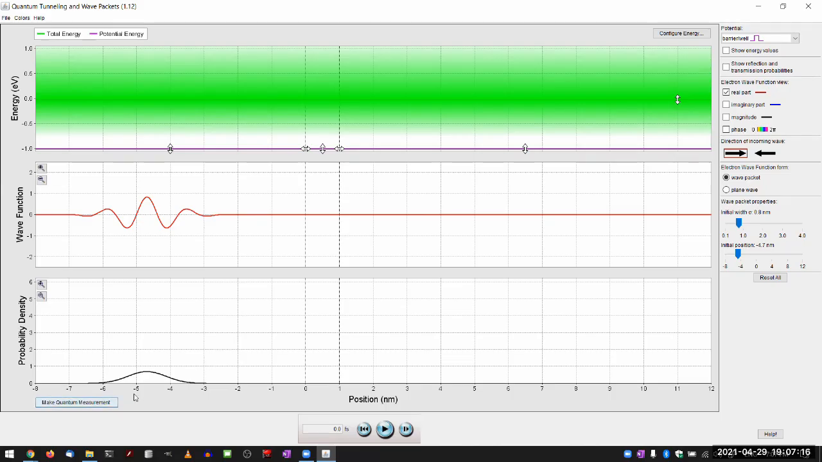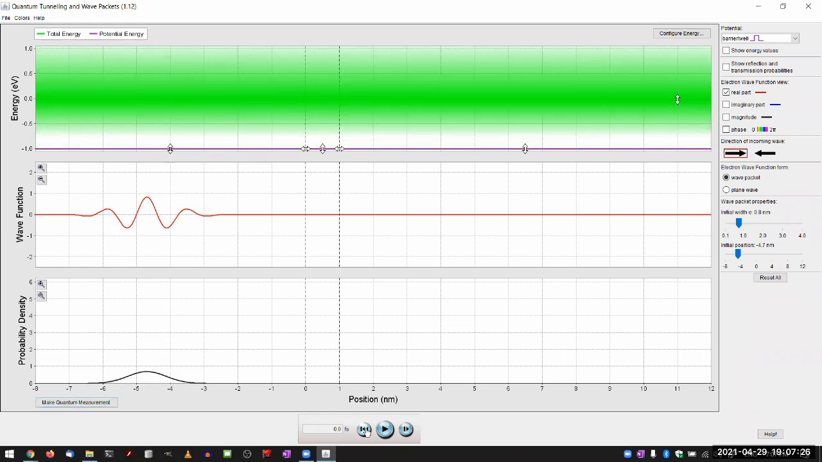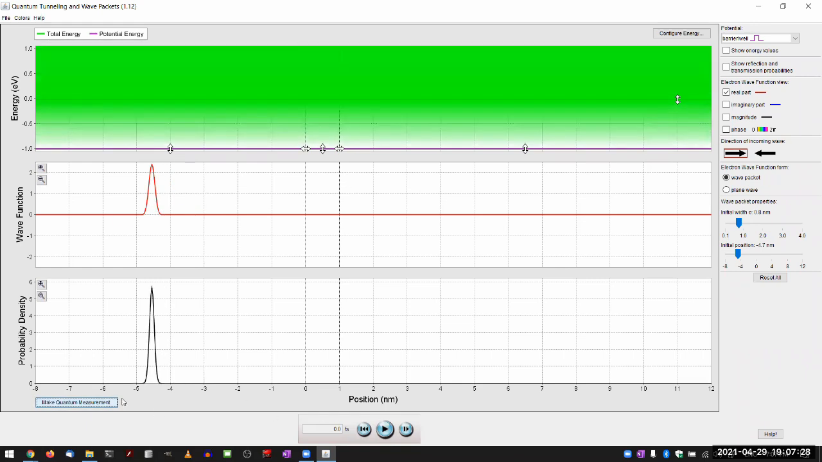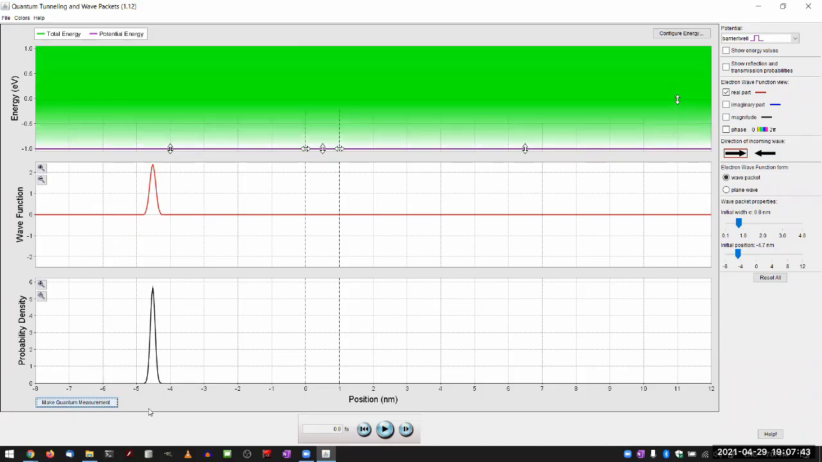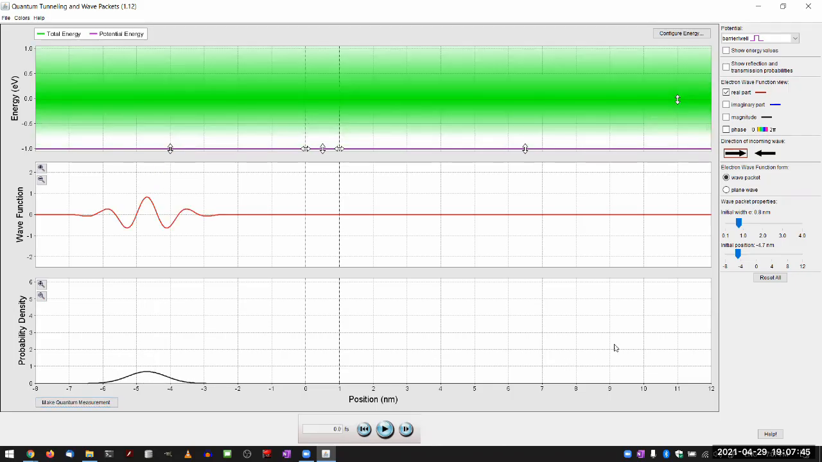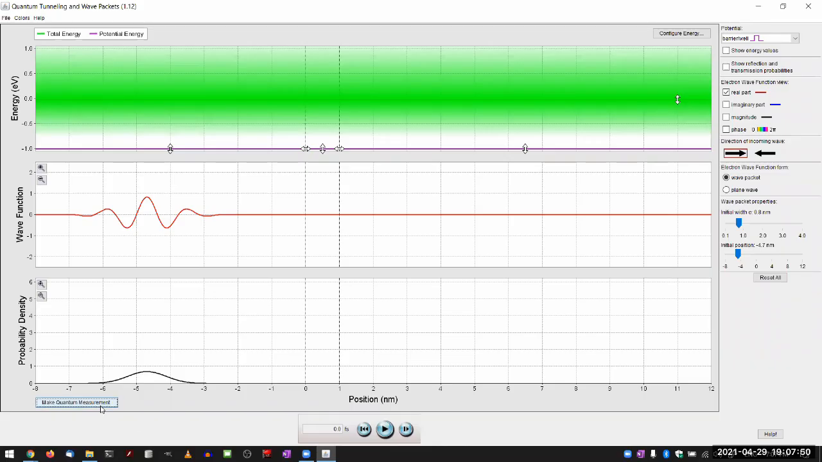That's what the simulation simulates. When I make a quantum measurement, it randomly, with some chance proportional to this, shows the particle here. But when I reset and remake the measurement, I'm not guaranteed to find the particle in the same spot. The only thing that the theory tells me is that I have a significant chance of finding the particle somewhere in this range. I have close to 0% chance of finding the particle way out here. So yeah, that's all I wanted to demonstrate.